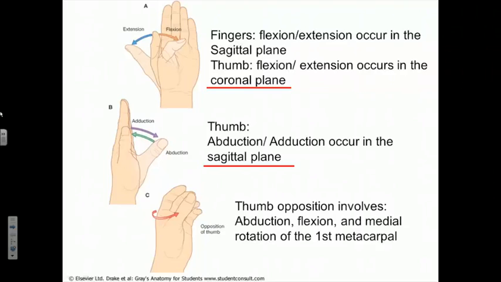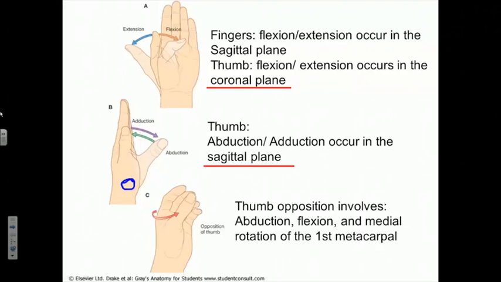So then what about abduction and adduction? Abduction and adduction of the thumb is occurring in the sagittal plane instead of the coronal plane. And when we are abducting and adducting our thumb, the major site where that action is occurring is not so much at the metacarpophalangeal joints as it was in the fingers. It's at the carpo-metacarpal joint formed between the trapezium, basically, and the base of the first metacarpal.